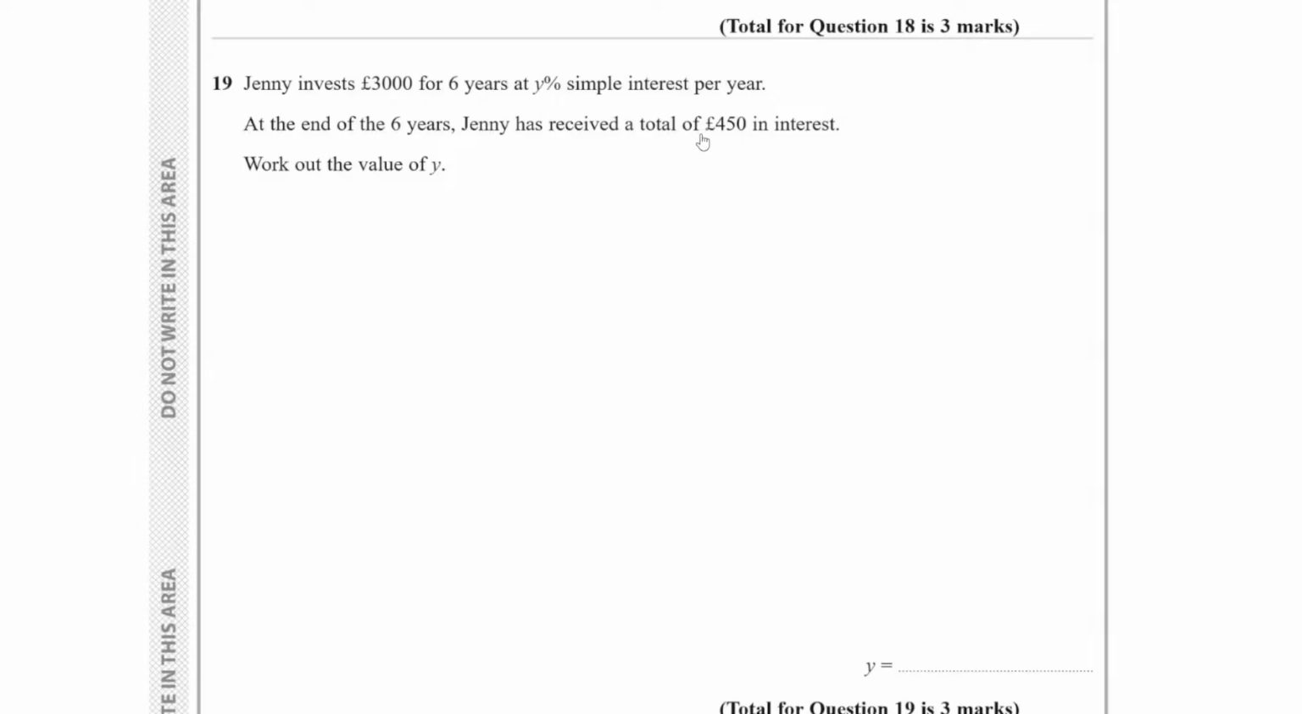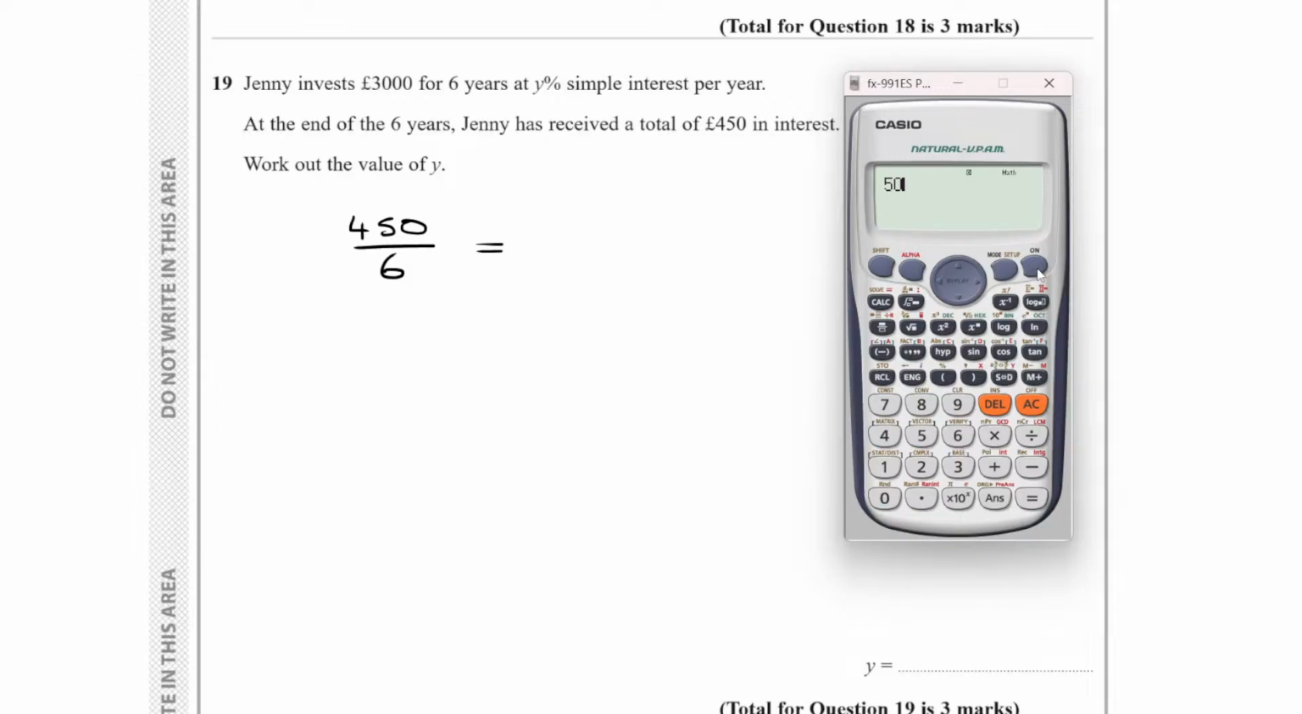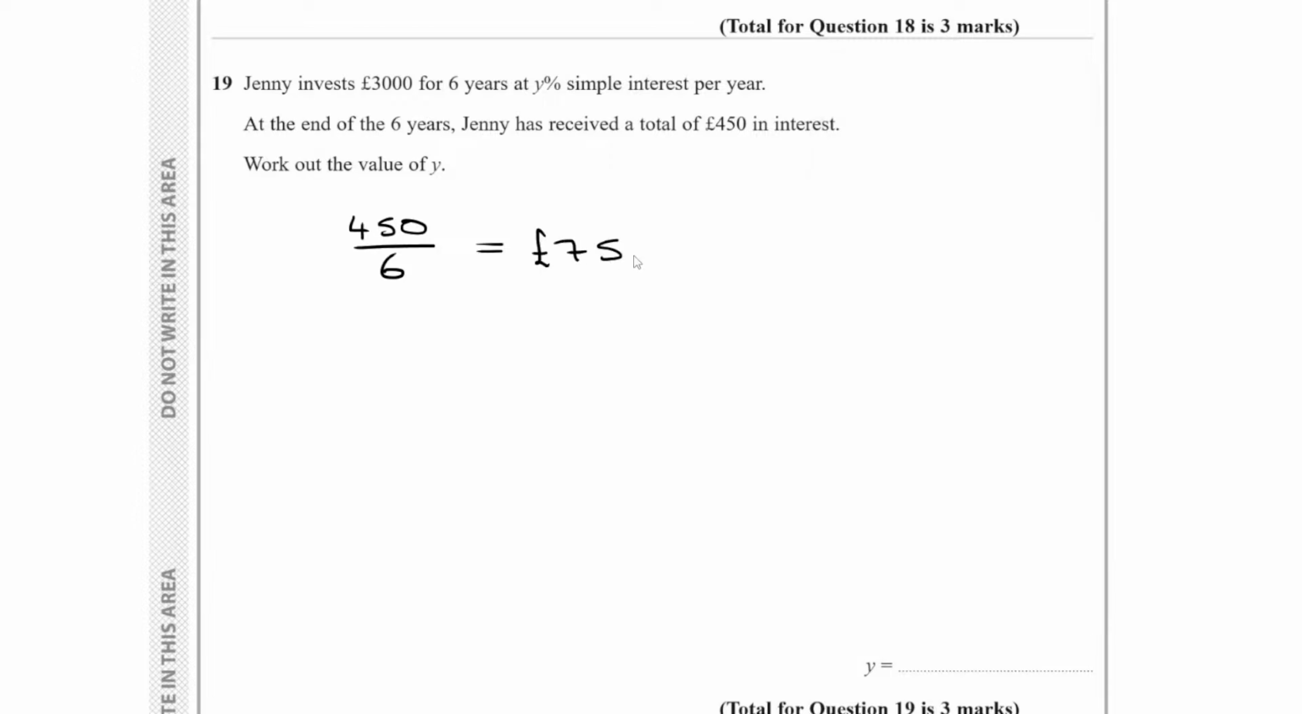Now they've said it's 6 years and the total interest is 450. So I want to work out, well, what was the interest for 1 year? Not just 6, 1 year. And because the amount of money was the same every year, I'm going to divide by 6 to get 1 year. So 450 divided by 6, no, that's 50, is £75. So what we're saying is that every year Jenny received £75. Year 1, £75. Year 2, another £75. Year 3, do you see what I mean? Another £75. Okay, so that's fine.